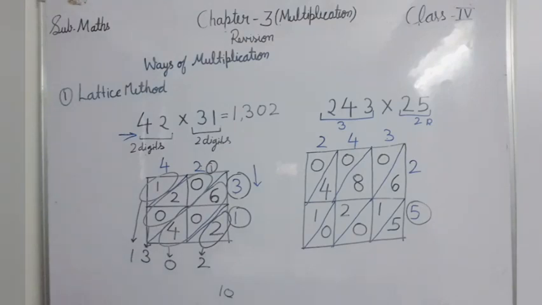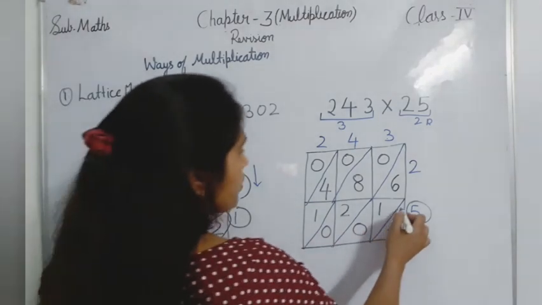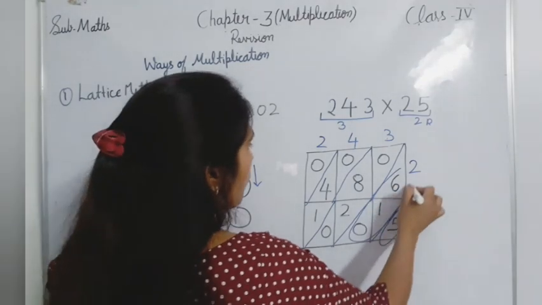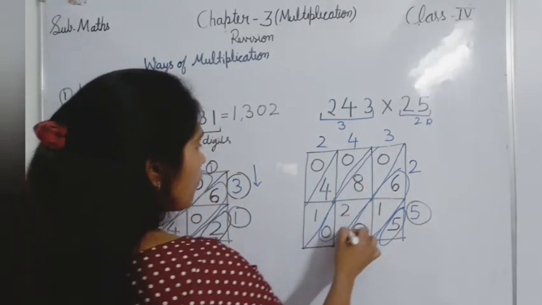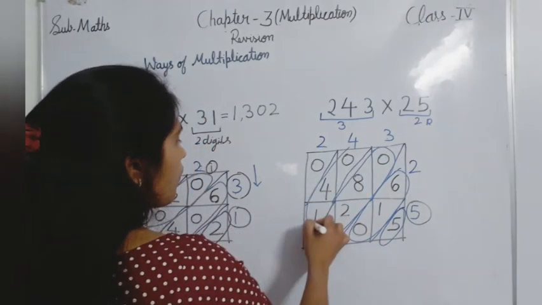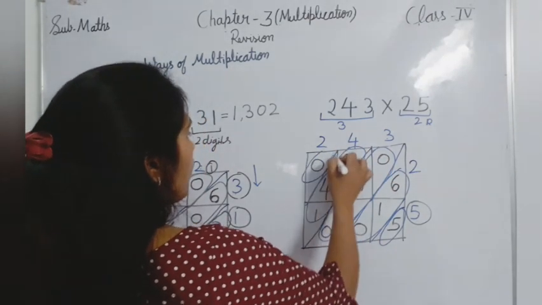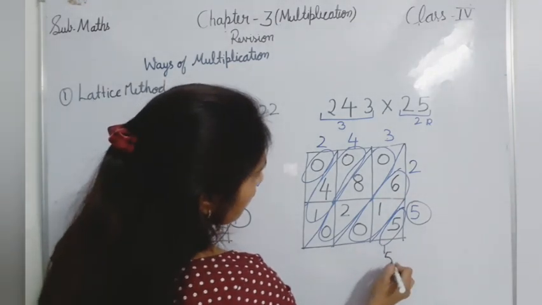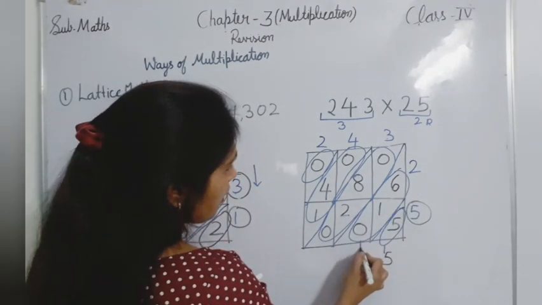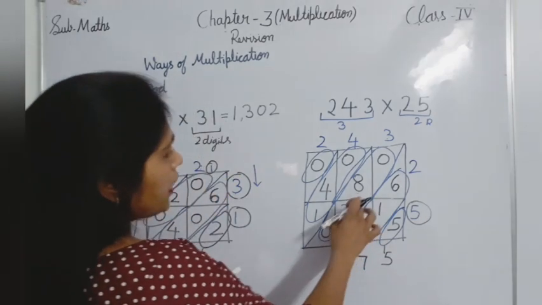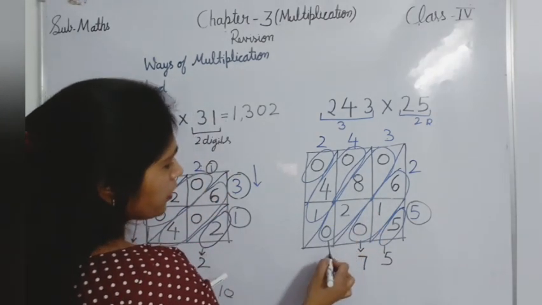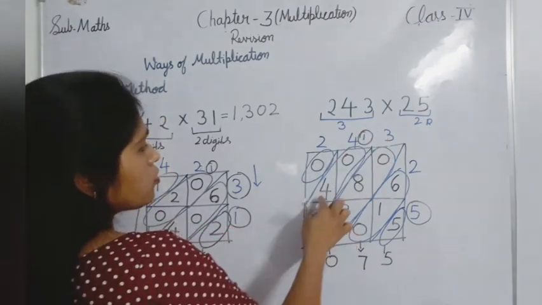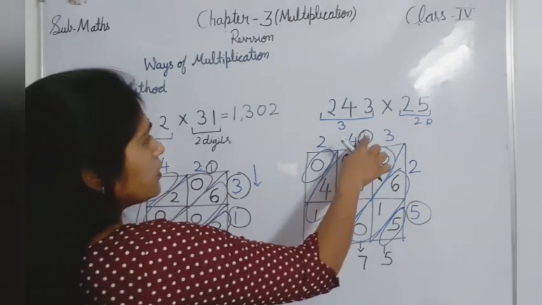Now what is the last step? Diagonally we need to do addition. Let's make diagonals. Now let's add them. First is 5. Now 6 and 1 makes 7. 8 and 2 makes 10. So 10, 0 will come here. 1 will go for carry forward here. So 4 and 1 is 5, and 1 is 6.